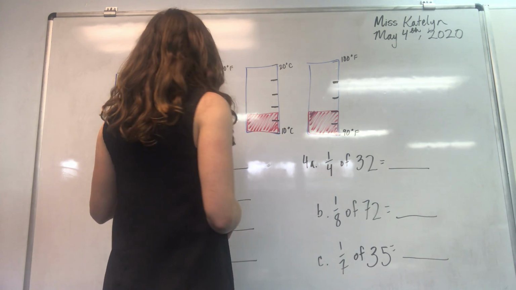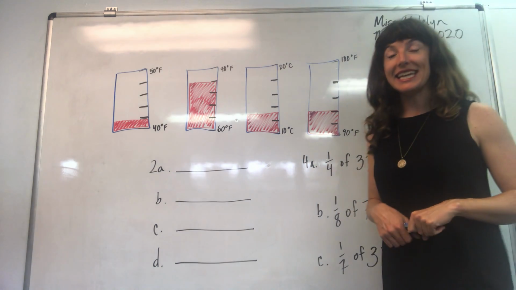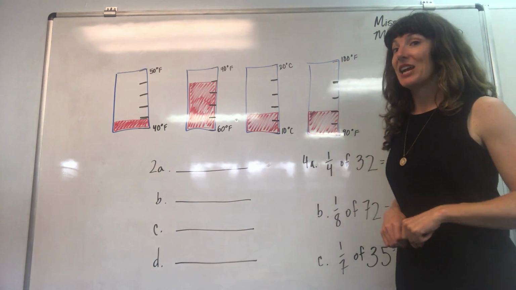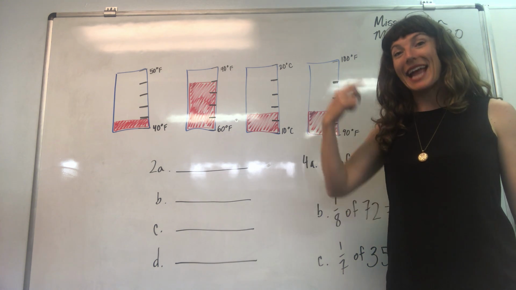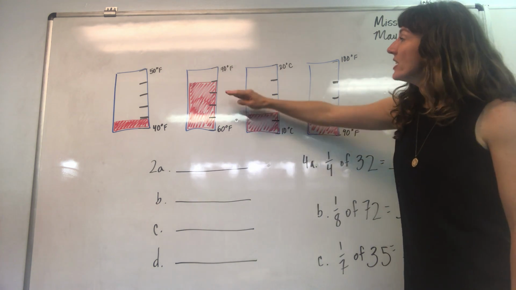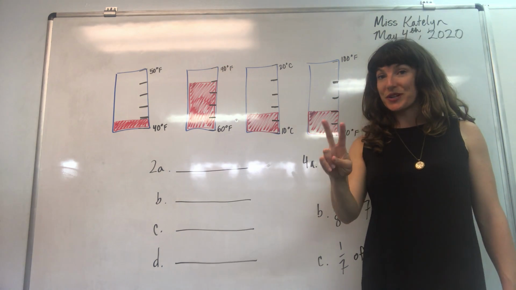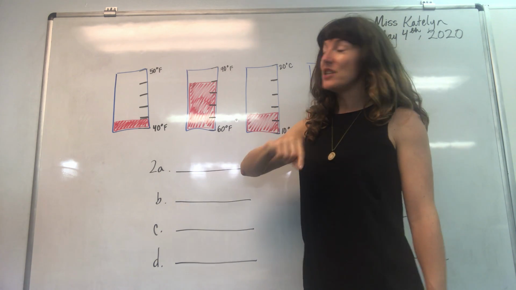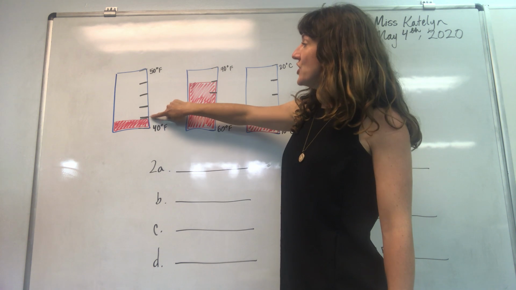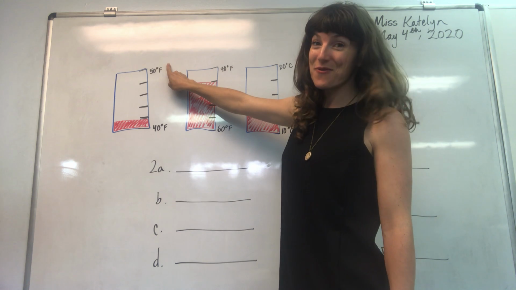Okay, here is section 1 in your book. We have 4 thermometers. I need you to start paying close attention to these things. You have to know your 2 times table. You have to be able to count by 2s, okay? Every line that you see on these thermometers stands for 2 degrees. So we go from 40 to 50, counting by 2s. 40, 42, 44, 46, 48, and 50.